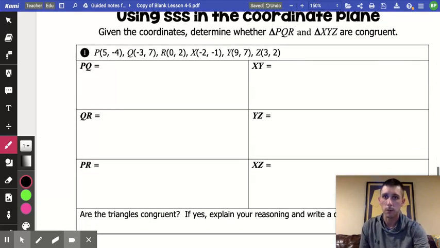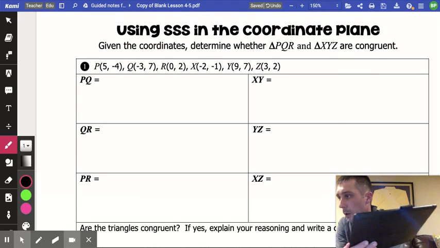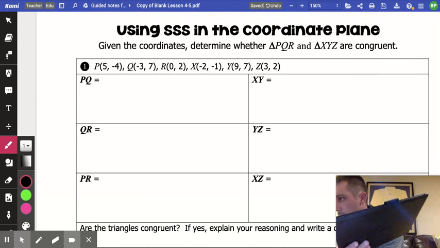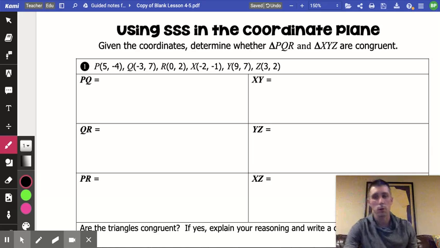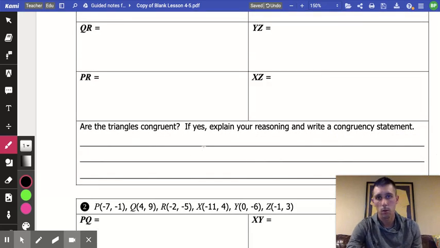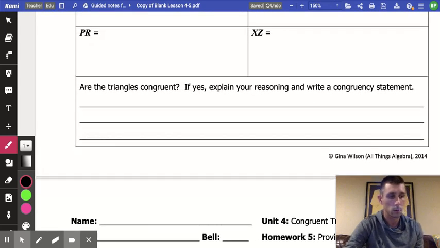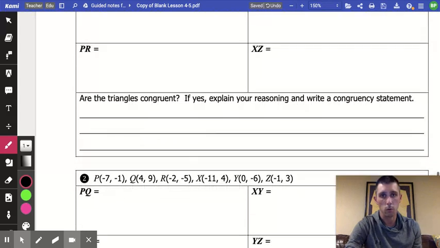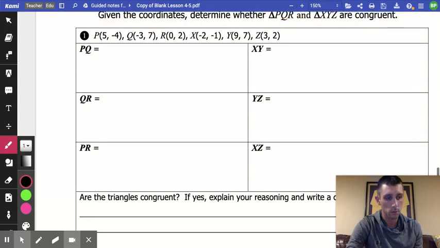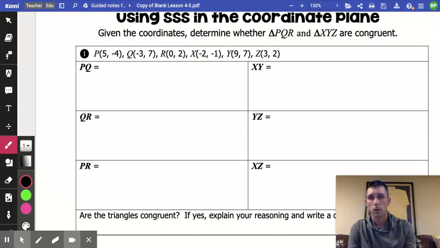Let's skip down to using SSS in the coordinate plane. All right. So we're just going to do one of these. We're just going to do number 1. I'm not going to do both of them. So let's take a look at number 1. Given the coordinates, determine if they are congruent.